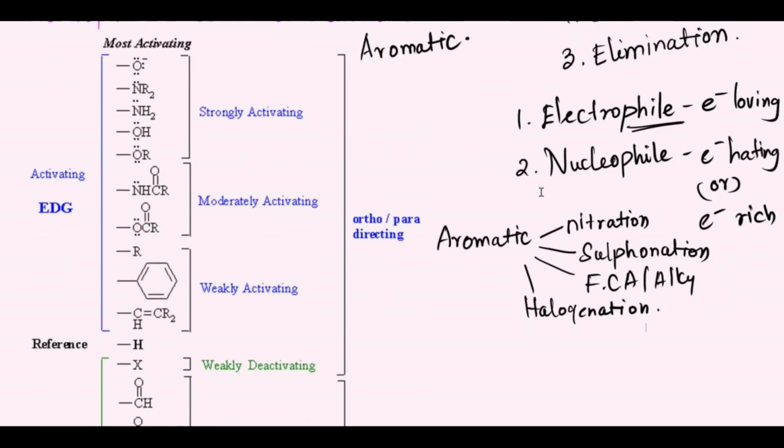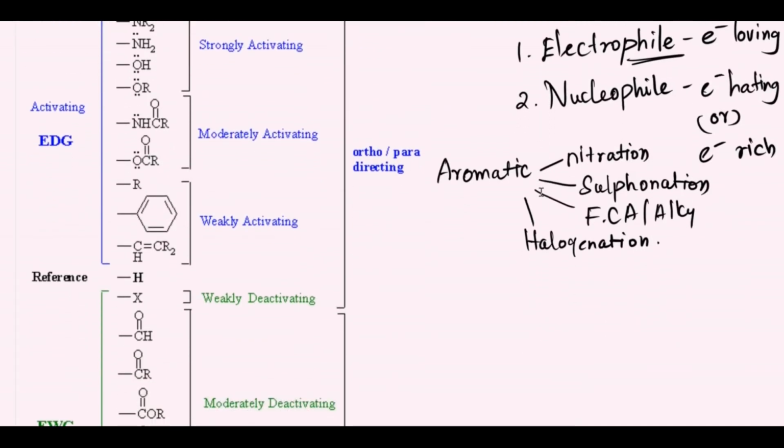What do we need to do, ma'am, to predict the product? One rule you have to follow: if nothing is there on the benzene ring, just a benzene, and they are giving the electrophile as HNO3 or H2SO4 for nitration and sulfonation, just put the electrophile over there. Out of 6, any place you can put. But if a substituent is already present in the ring, for example, like this.